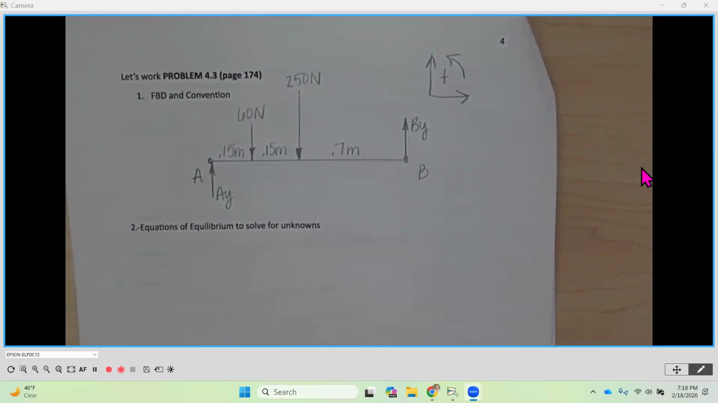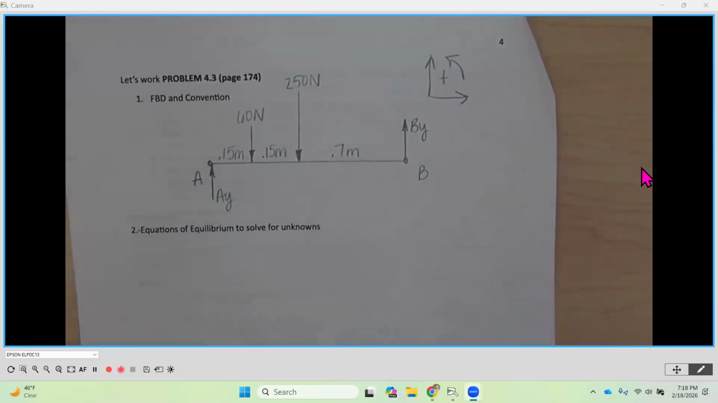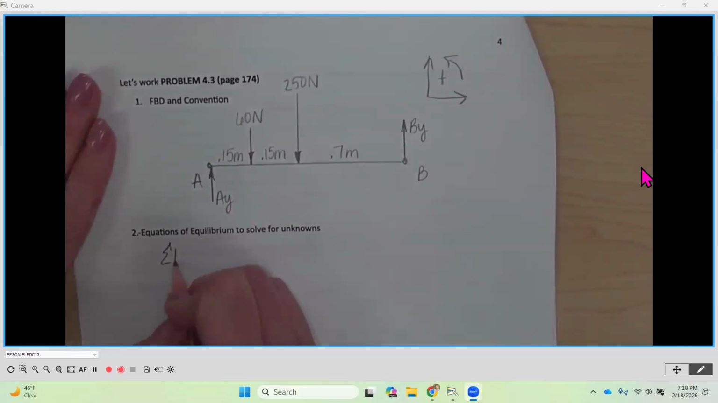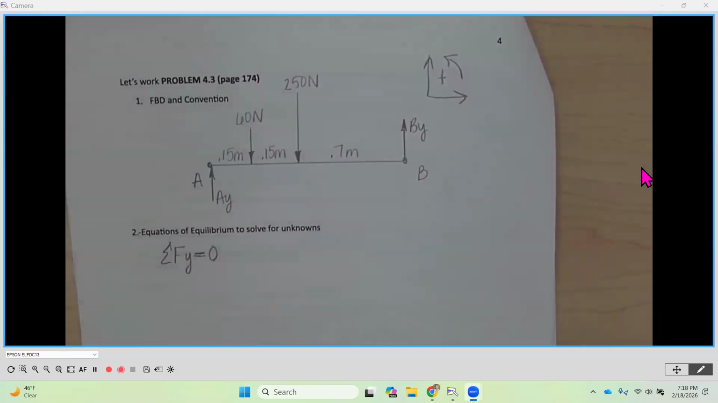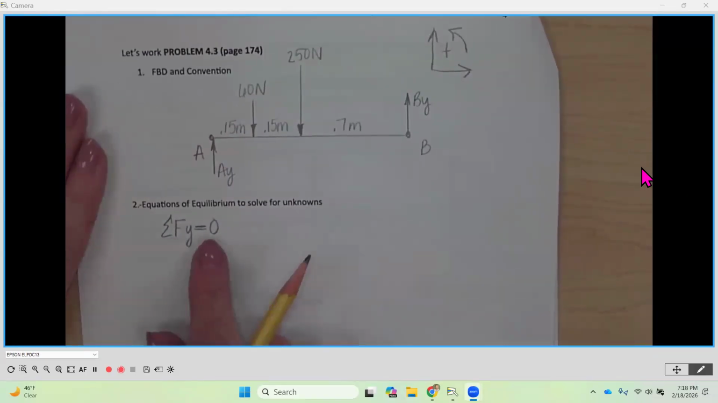So which one do we want to use next? Sum of the forces in the y. Let's write our sum of the forces in the y equals 0 equation and see what that looks like. So we're going to sum our forces in the y direction equal to 0. You have to tell me you're doing this. Don't just run in and start writing numbers down. I don't know what you're doing. You got to tell me what you're doing so I can follow it. So sum of the forces in the y equals 0.